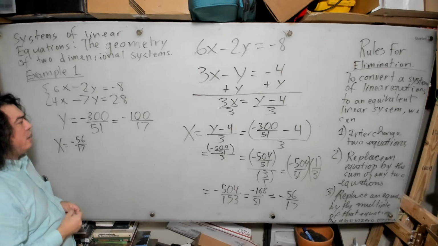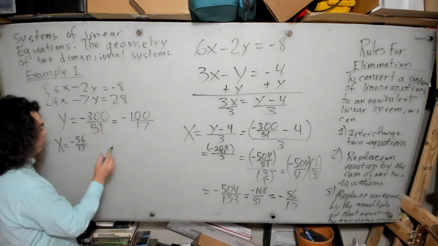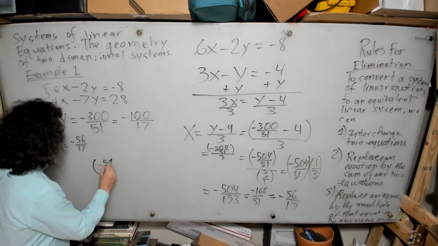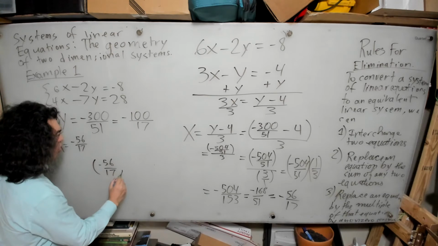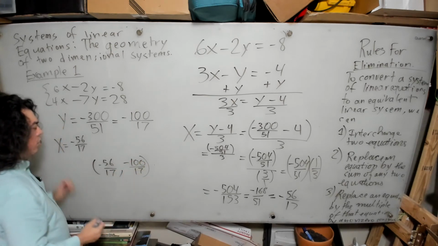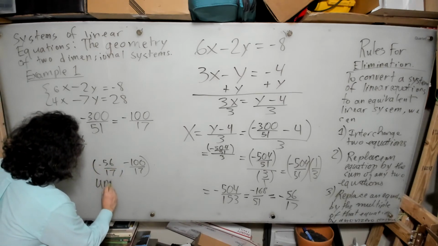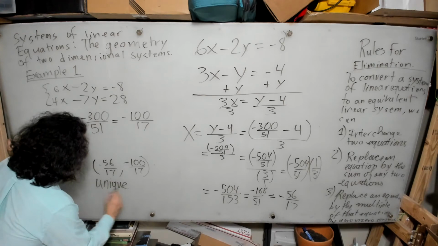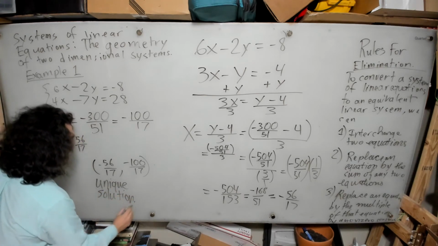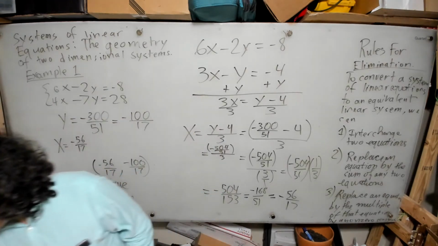So basically, our solution is, we can write it like this, or we can express it as a point, right? So negative 56 over 17, comma, negative 100 over 17. In other words, the key point I want you to observe here is that we have a unique solution, okay? And the question I want to ask you is, why is that the case? Why do we have a unique solution?